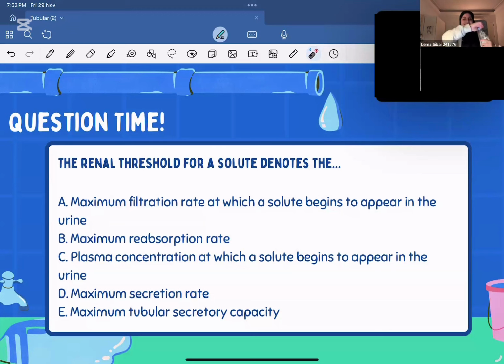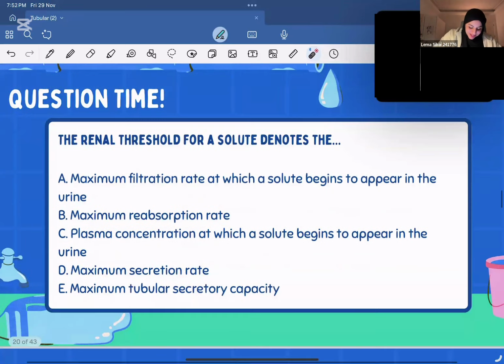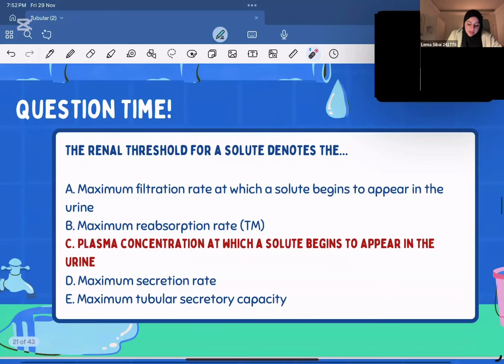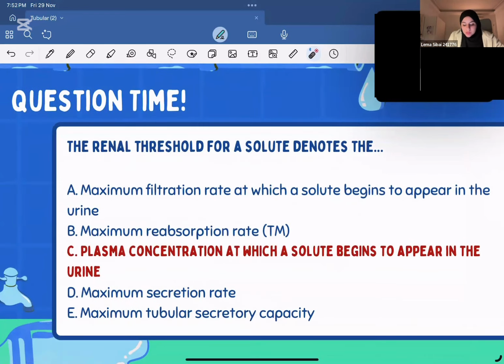Yes, the answer is C, plasma concentration at which a solute begins to appear. And I'll explain why the rest are wrong. The reason why A is wrong is because renal threshold doesn't mean the filtration rate. It doesn't mean the rate at which the plasma glucose is being filtered, it means the specific plasma concentration.